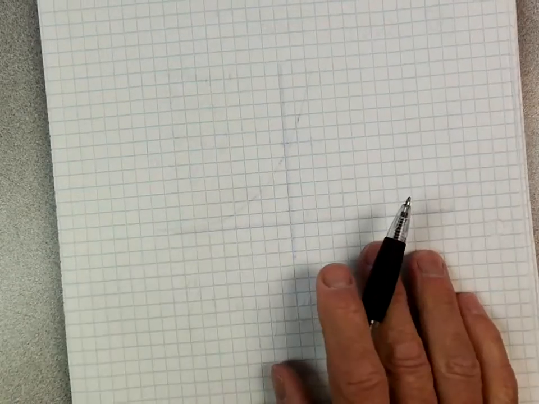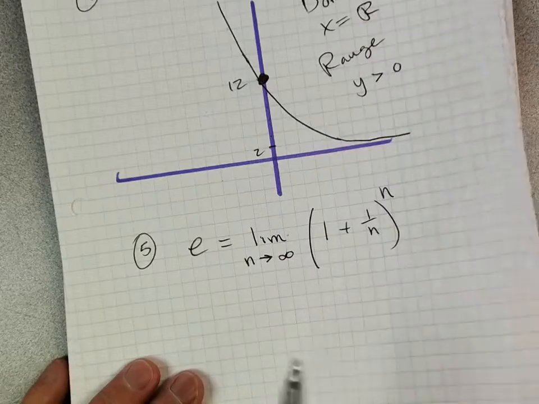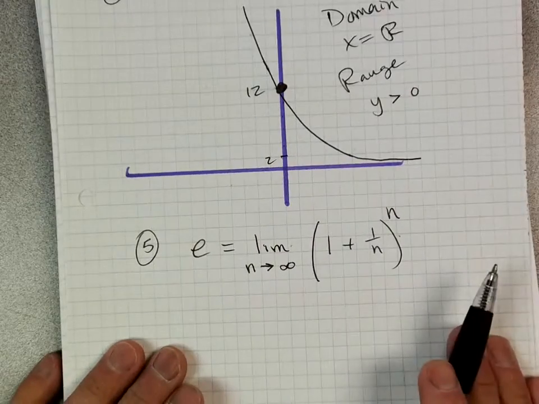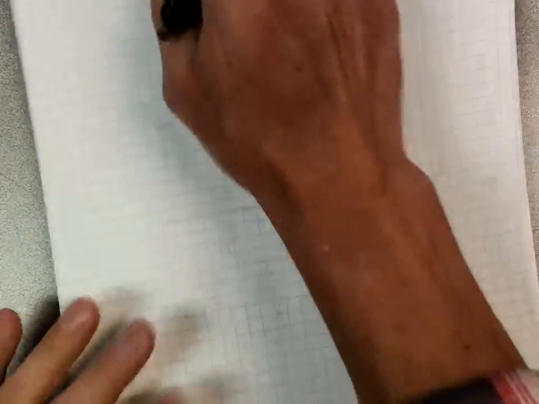These aren't bad either, as long as you put them in the calculator correctly. Mr. Davies, 1 over 1 plus 1 over n, and then to the n power. You got it? All right. You guys ready for 6? All right, almost getting there.